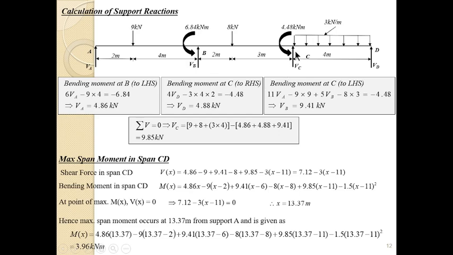So I stand at C, take bending moment. You will have the force VA, and this will be clockwise moment, and the perpendicular distance is 11. The next one is 9, anti-clockwise, so it's negative. The perpendicular distance is from here to here, I think is 3. The perpendicular distance is 9. So from here to here is 9. That is why we have this.